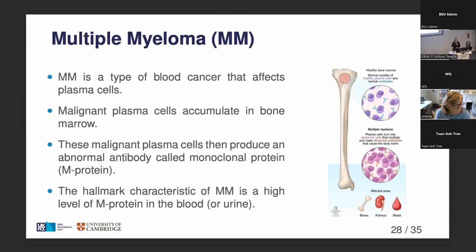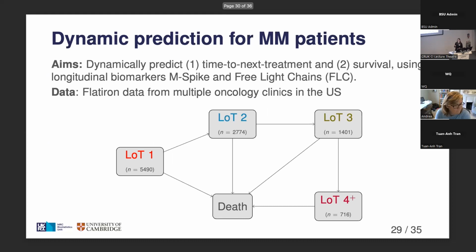Danilo's been working on dynamic prediction in the context of multiple myeloma, which is a type of blood cancer that affects plasma cells. In the interest of time, I'll just point out that one of the characteristics of multiple myeloma is a high level of M protein, which can be measured in the blood. The aims behind Danilo's project are to dynamically predict the time to next treatment and survival using two longitudinal biomarkers, the M spike and the free light chains. And he's using Flatiron data, which is a data set taken from multiple oncology clinics in the US.